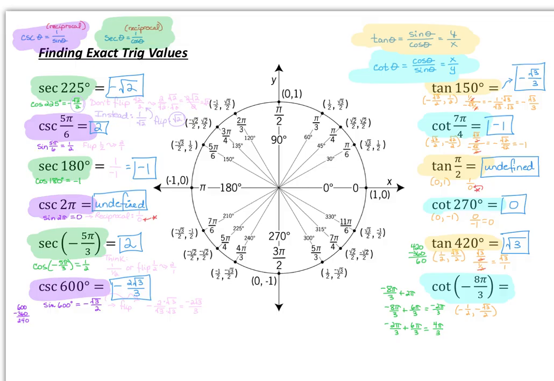And last but not least, cotangent of negative 8 pi over 3. Cotangent means I'm going to put my x value in the numerator divided by my y value. Cancel the 2's. Negative divided by negative is positive. And so let me rearrange something here. So I've got positive 1 over positive radical 3. I'm going to rationalize my denominator, and I end up with radical 3 in the numerator over just 3 in the denominator, and that whole thing is positive.